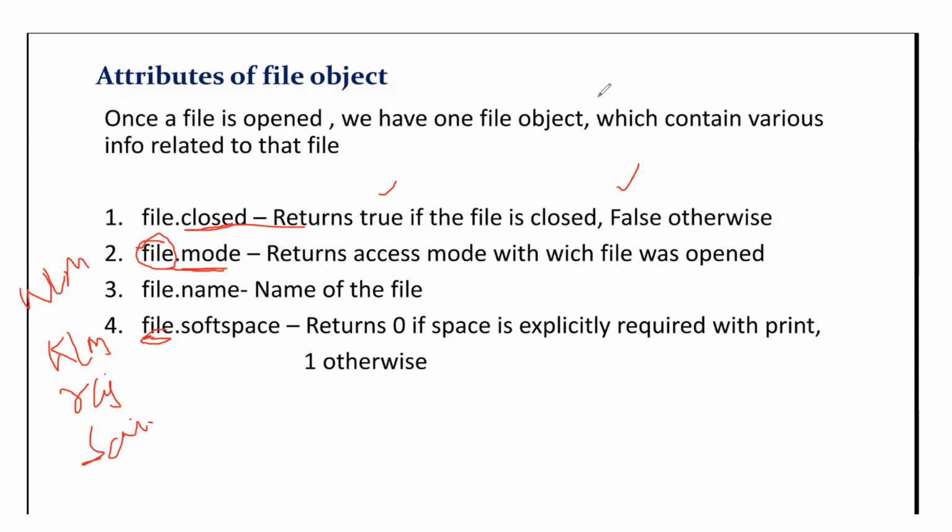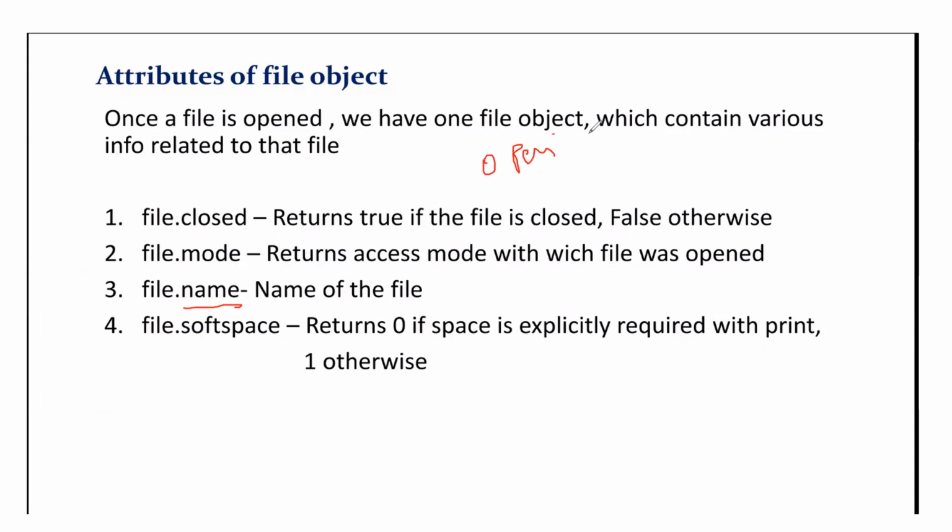That's the file name. And name: if you want to know the name, for example, if I open abc.txt and say file is equal to it, and I say file dot name, it displays abc.txt. And softspace, we will discuss that. It returns 0 if space is explicitly required with print, otherwise 1. We will check that in the coding part.